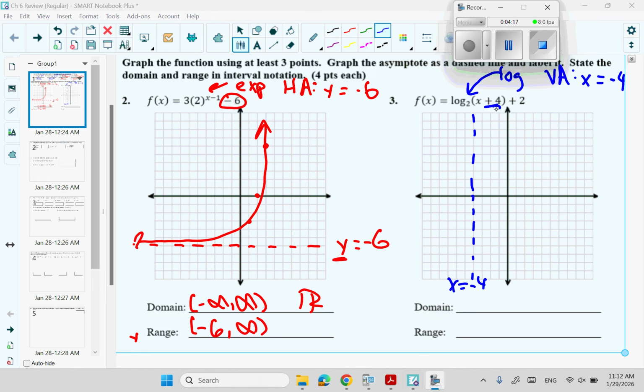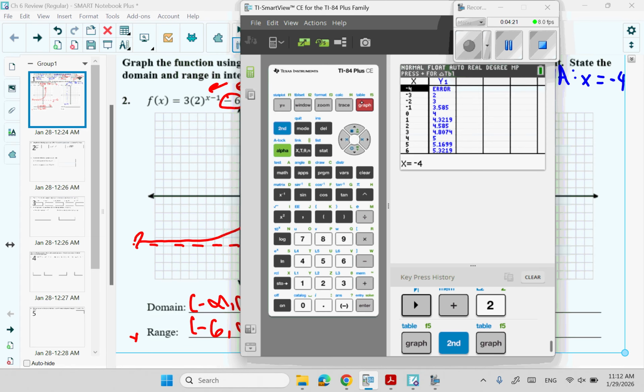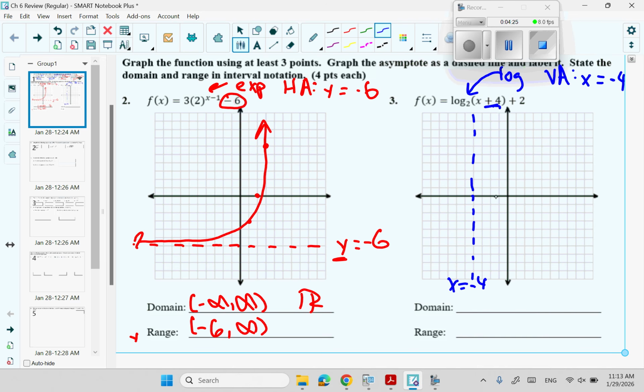Otherwise, I need some coordinates, so let's grab some. Second graph, I get (-3, 2), (-2, 3), and (0, 4). So in my calculator, my graph looks like this. I need to remember that my graph technically goes down forever. The calculator struggles with that, so please remember.